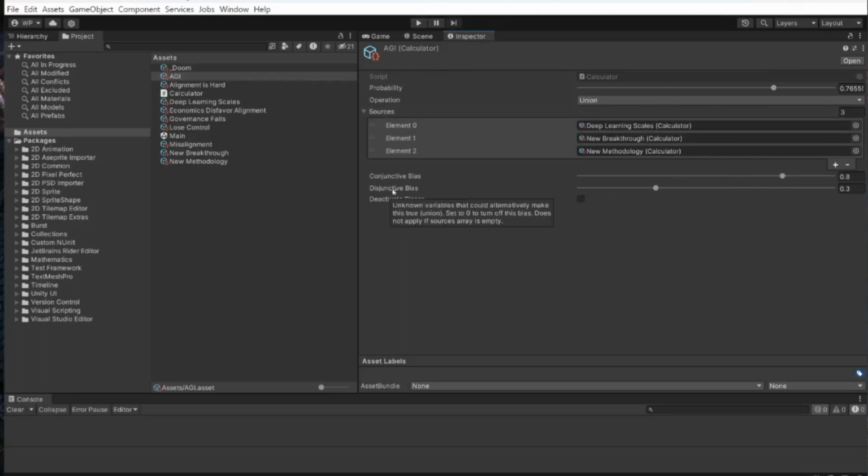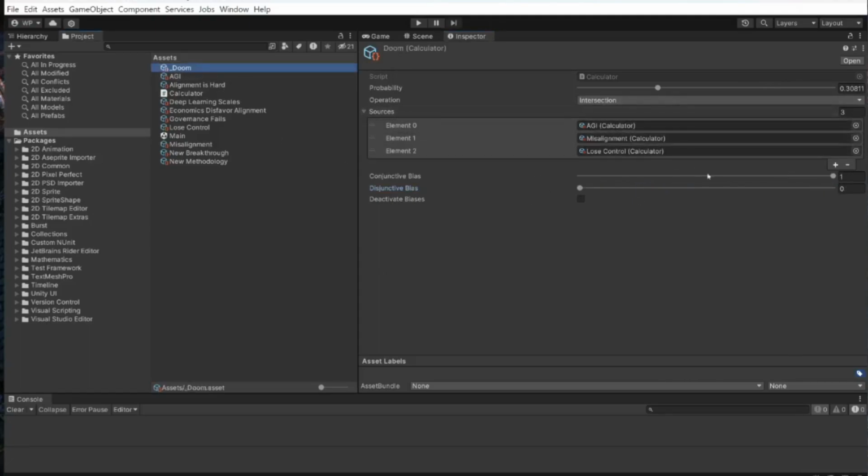Disjunctive bias is the opposite. It's unknown variables that could alternatively make this node true. It's default set to 0, and as it goes up, the ending probability increases. I can use these biases to override all of my sources.